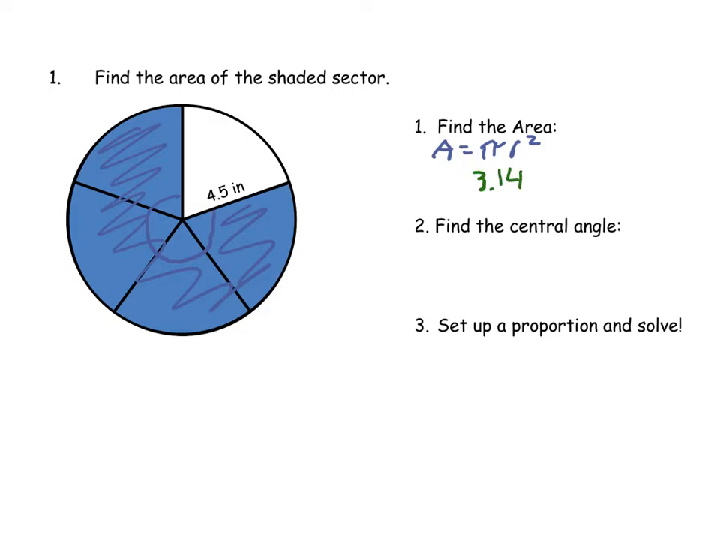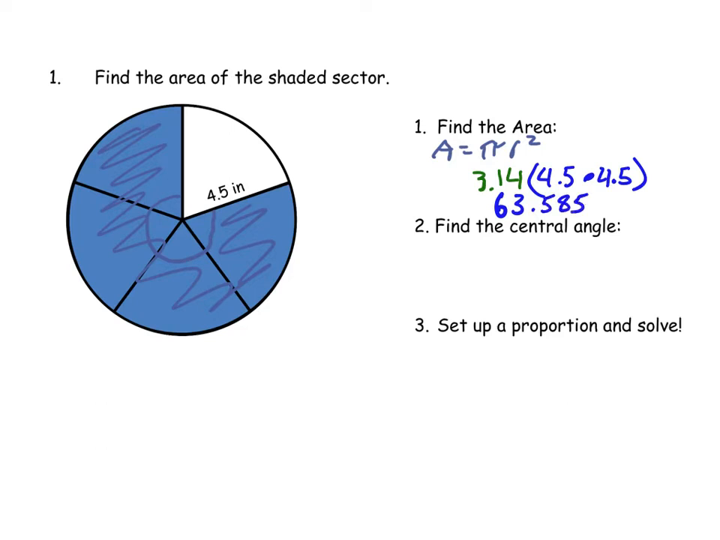3.14 times my radius squared. Remember, radius squared is just the number times itself, so 4.5 times 4.5. If you've got a nice calculator, you can just use the squared button, or if you're using your phone, it's maybe easier to expand it out. So when you type that in your calculator, 3.14 times 4.5 times 4.5, you get 63.585. So that's the area of the whole circle, 63.585.